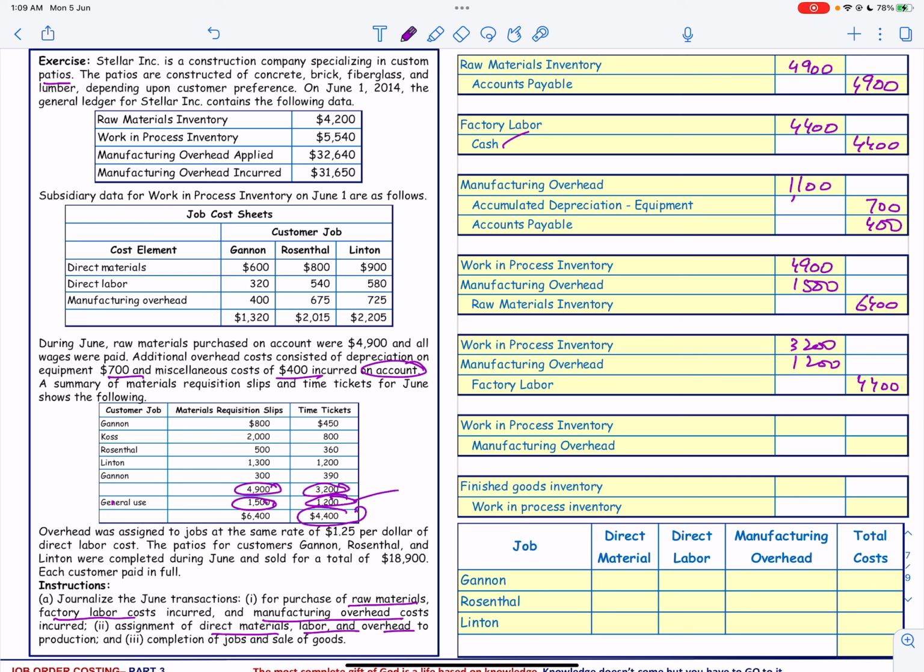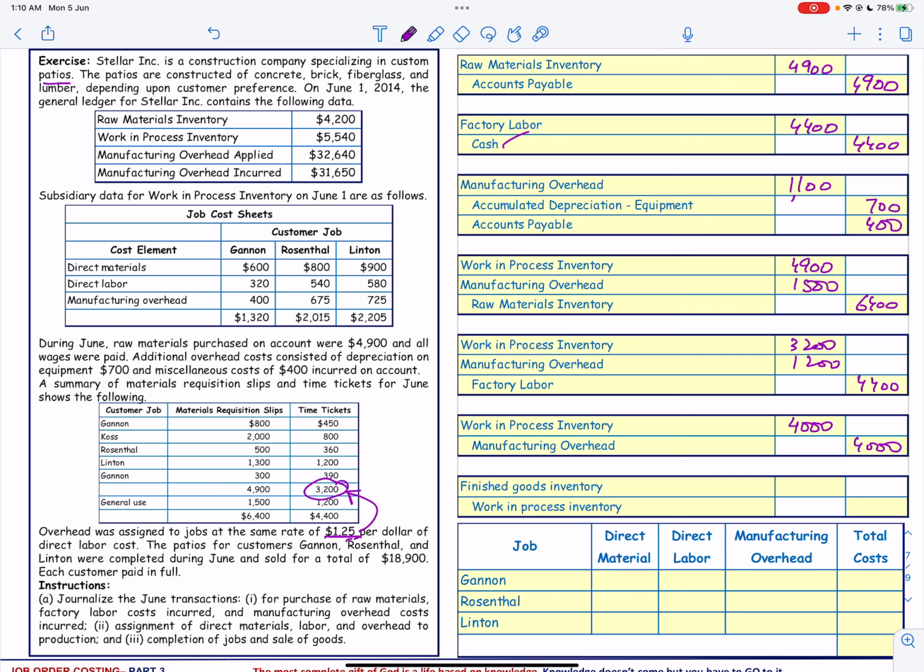Next we are going to record the transaction for the assignment of overhead to the production cost, and this will be interesting. They have given 1.25 times the direct labor, and direct labor is 3,200. So this will be 1.25 times 3,200, that gives us 4,000.